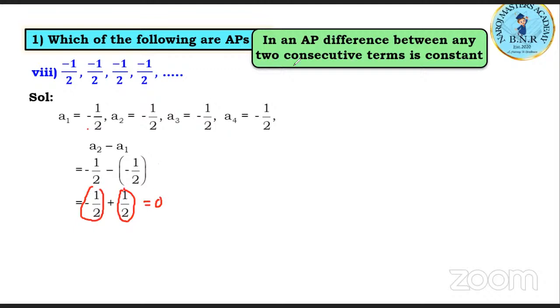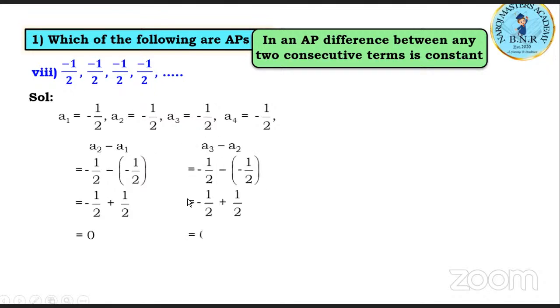Yes. Minus half plus half gives 0 only. As the LCM is 2, minus 1 plus 1 by 2. Minus 1 plus 1 is 0. 0 by 2 is 0. So simply the answer is 0. Now, is it 0 for all or only for the first one? For all, sir. Why? Because the terms are constant.